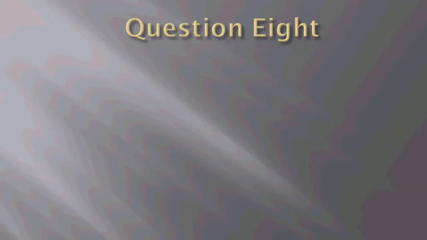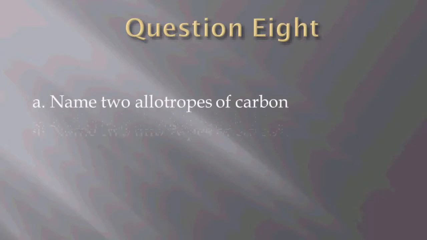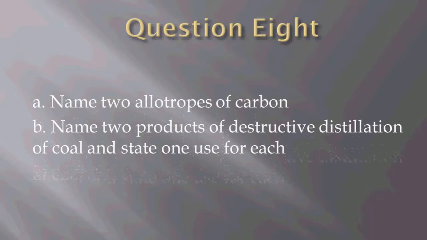Question number 8a. Name 2 allotropes of carbon. 8b. Name 2 products of the destructive distillation of coal and state 1 use for each.